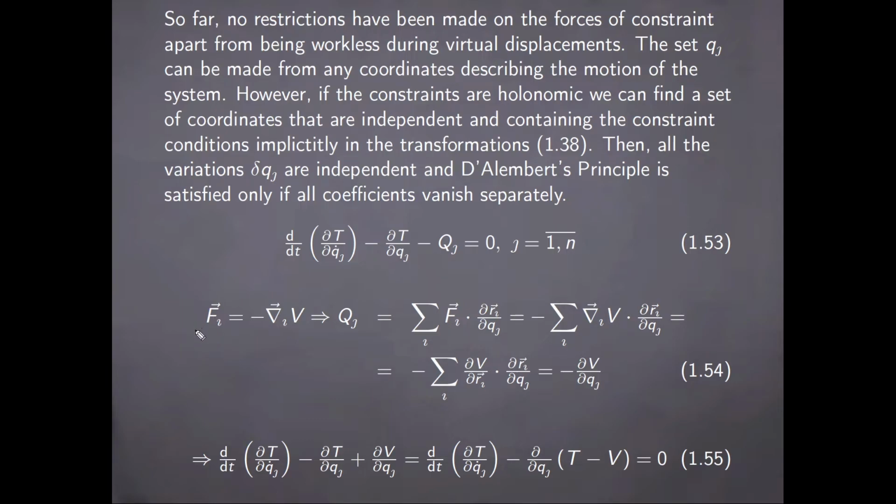A first step that we can do now is to consider that the applied forces are derived from scalar potentials, and as such we can easily show that the generalized force is simply equal to minus the partial derivative with respect to qj of the potential, and then we can work the equation here into a more compact form, which involves the kinetic energy and the difference between kinetic and potential energy.